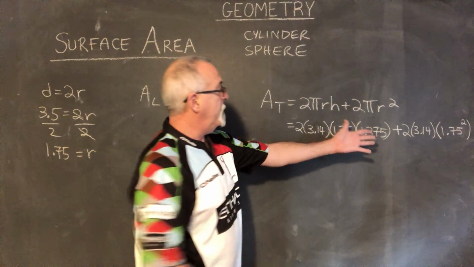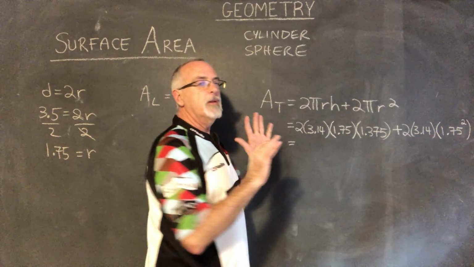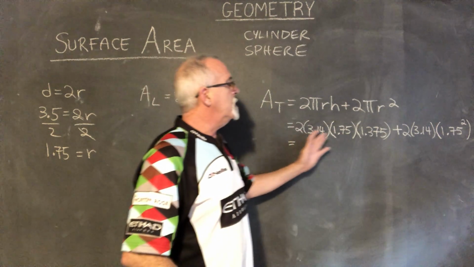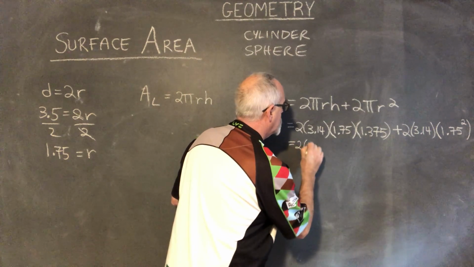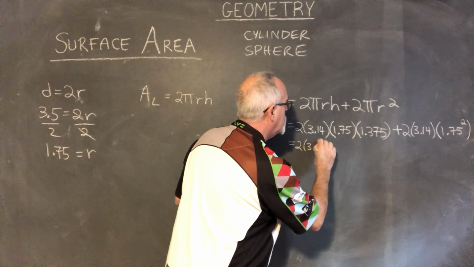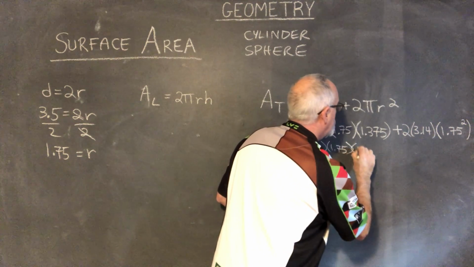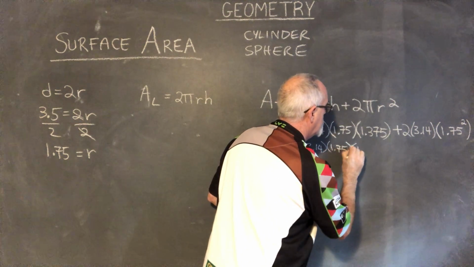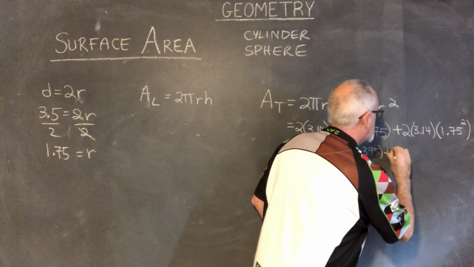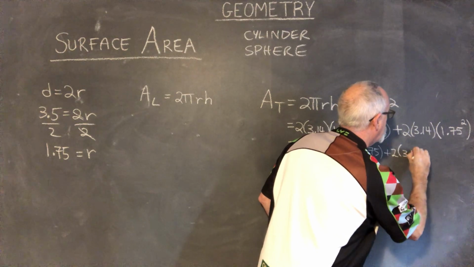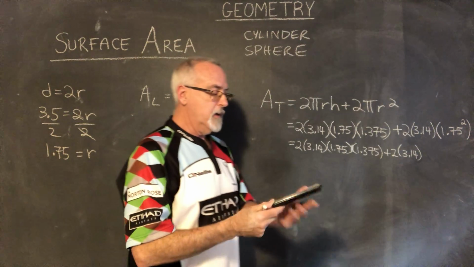But now we can simplify all this. I still have to do the exponent, so I'm being really fussy. I refuse to do any multiplication or addition; I want to follow the order of operations. So 2, 3.14, a lot of copying, 1.75, I'm writing a little bit smaller. That's messy though. 1.375 plus 2 times 3.14. Now I need 1.75 squared, and that I am not going to do in my head.